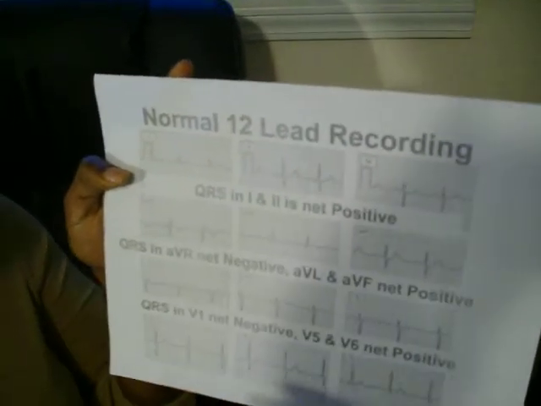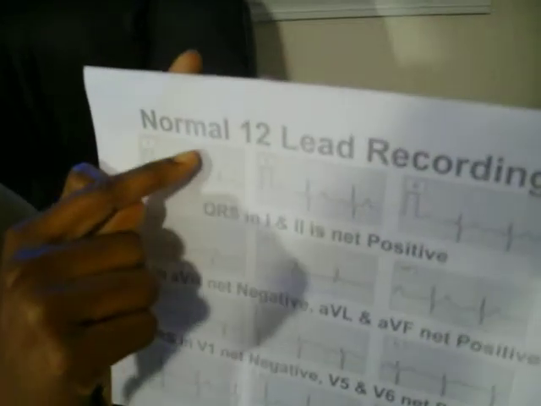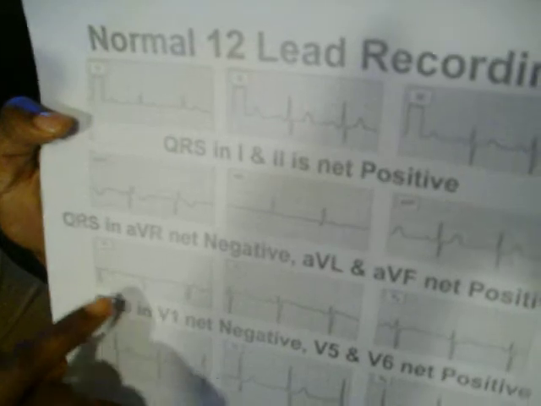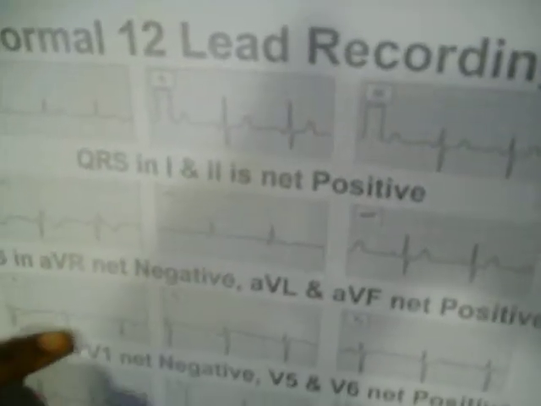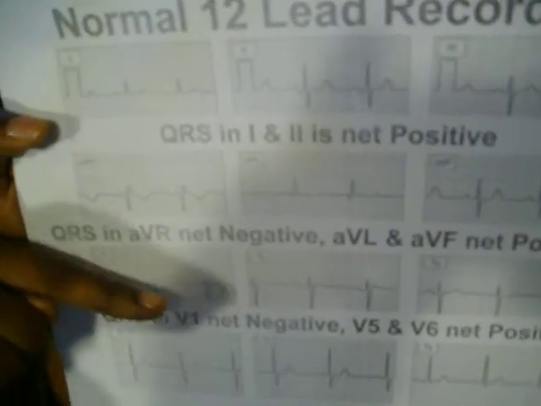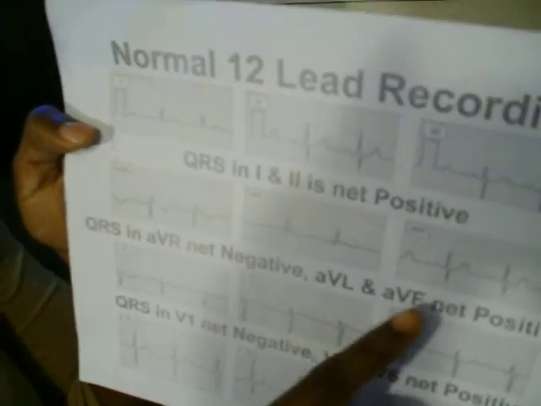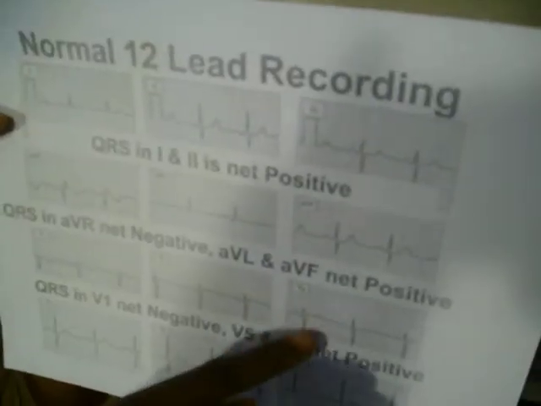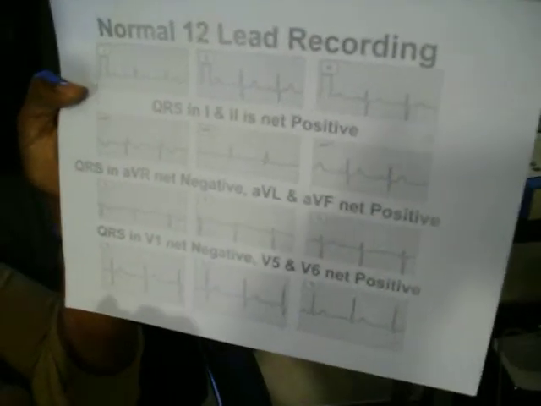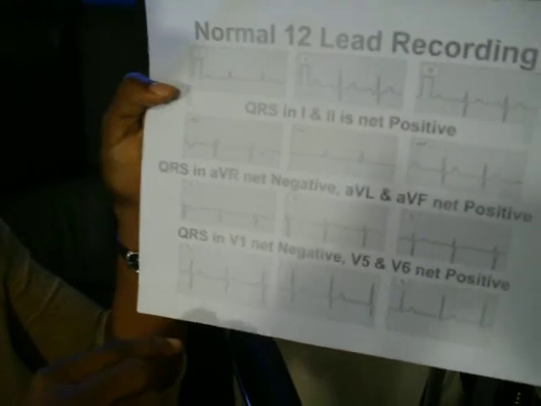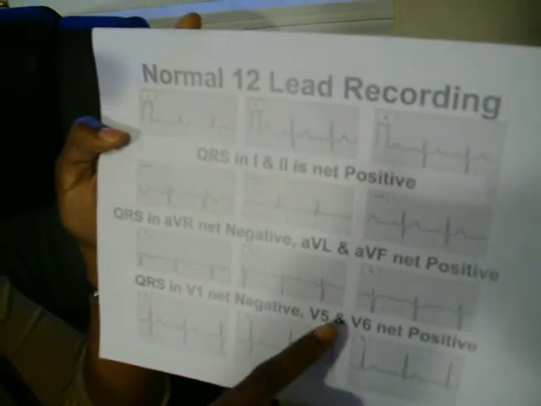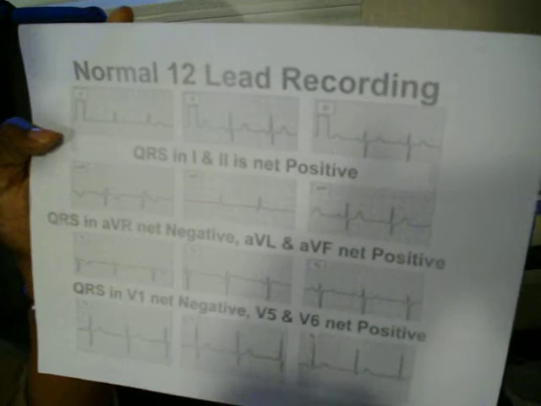When I say net positive, it means it should go above the isoelectric line. If you look at this, it's going above the isoelectric line, so it's net positive. The QRS waves fall above, okay. In the AVR it is normally net negative, and you see that these deflections are below the isoelectric line. AVL and AVF should be net positive, okay, and the QRS wave for V1 should be net negative, and V5, V6 should be net positive.